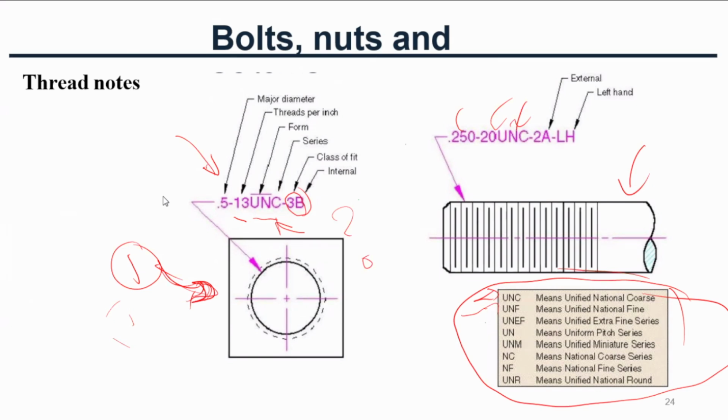Okay, likewise we can see different types of threads. Then 2A means class of fit. According to the letter A, you can identify the type of thread. This is an external thread. And LH means left hand thread.